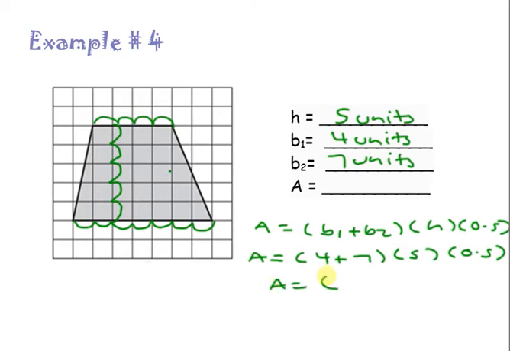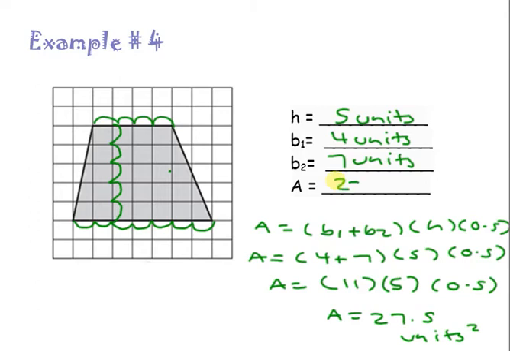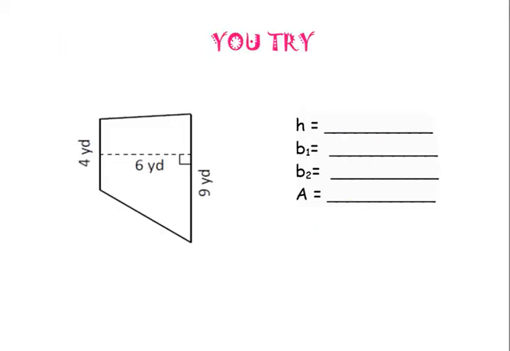Area equals 4 plus 7 is 11 times 5 times 0.5. And when you multiply all of that together, you get 27.5 units squared. There you go. Alright, so go ahead and you try this one here.